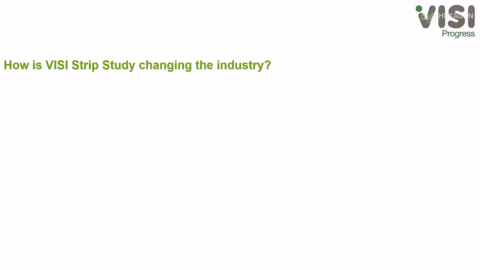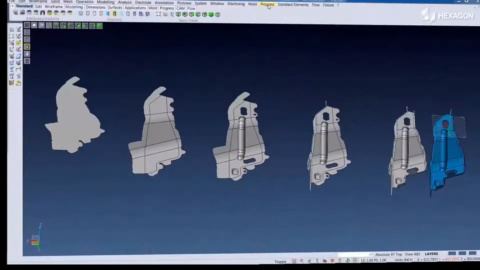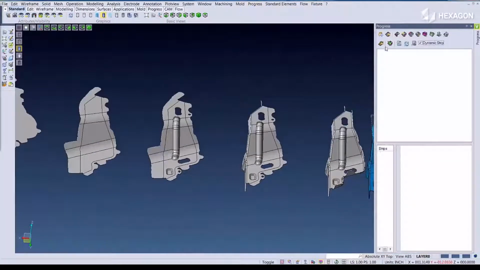VISI Strip Study is changing the industry with easy-to-use and flexible strip layouts, by helping to create non-standard punches for efficient designing, and by creating die layouts from templates. We will be using the VISI Progress Strip Study command.